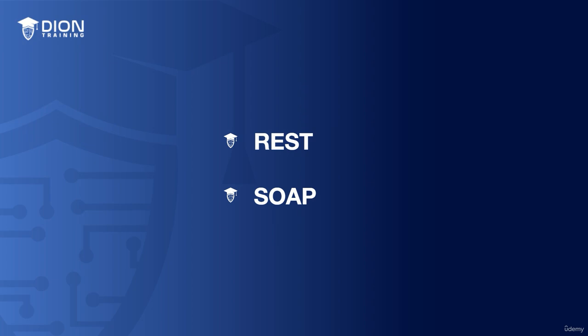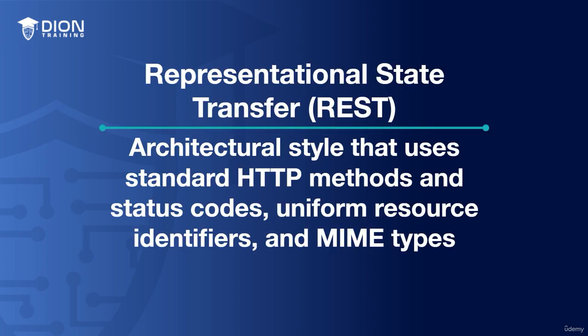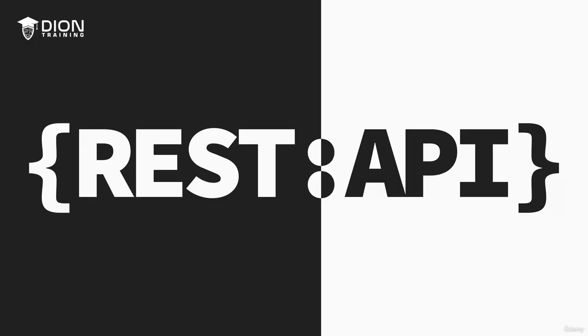Commonly, our APIs will use either REST or SOAP to communicate. REST, or representational state transfer, is an architectural style that uses standard HTTP methods and status codes, uniform resource identifiers, and MIME types to achieve a simple way to interact in a stateless manner with a given web service. REST usually relies on using the JSON format when transferring data, which also makes it a very lightweight protocol that can be easily integrated with existing websites without needing to perform any kind of extensive modifications.